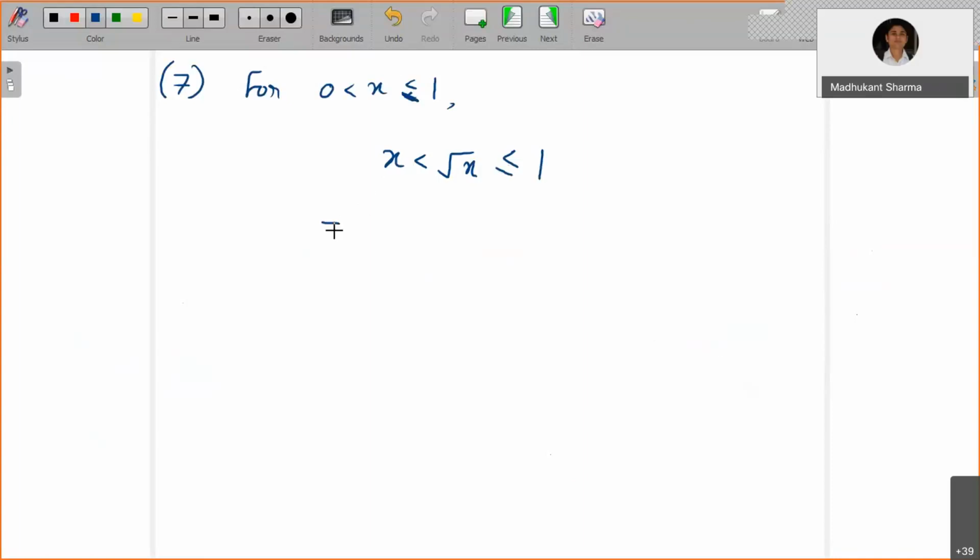Now what you can do is multiply by x. So you have x square less than x to the power 3 by 2 less than or equal to x. Now this tends to 0 as x tends to 0, and this tends to 0 as x tends to 0. So the squeeze theorem guarantees that this also tends to 0 as x tends to 0.